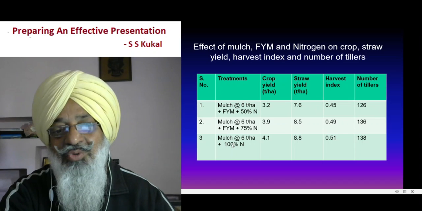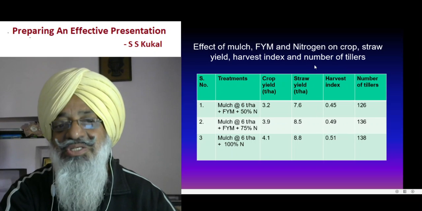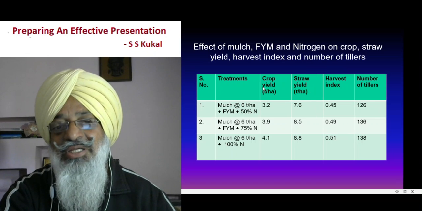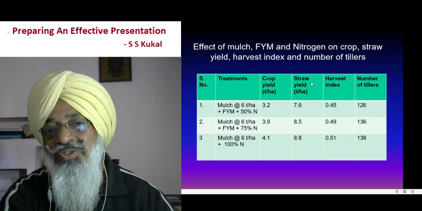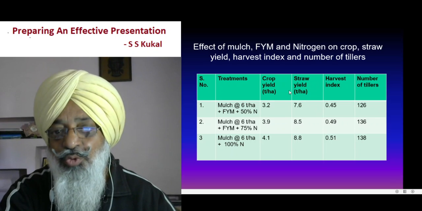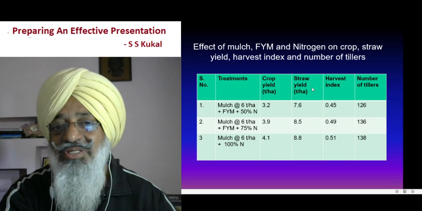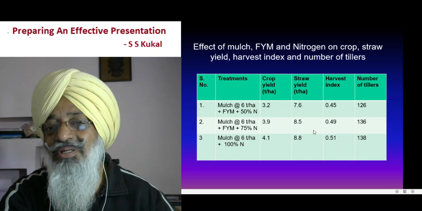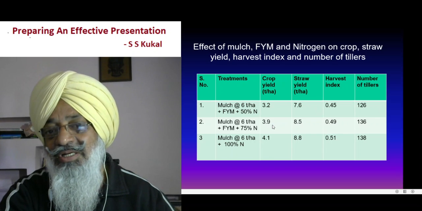FYM, FYM. Okay, there is no FYM over here. Then crop yield, straw yield, harvest index. Now harvest index is basically the ratio of crop yield and straw yield. Grain yield we call grain yield and straw yield. Then if you have given these both, why to write harvest index? And if you want to write harvest index, you can skip this straw yield. And number of tillers are not important when you are giving the straw grain yield.